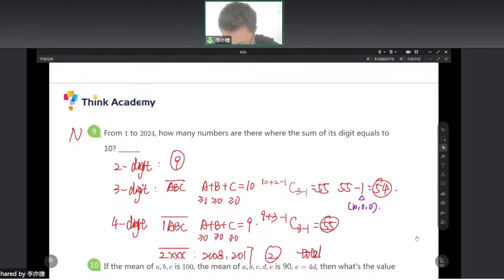So totally, what's the value? 33, so 65, 120. Yeah, 120. Right? So I treat it as a normal question.